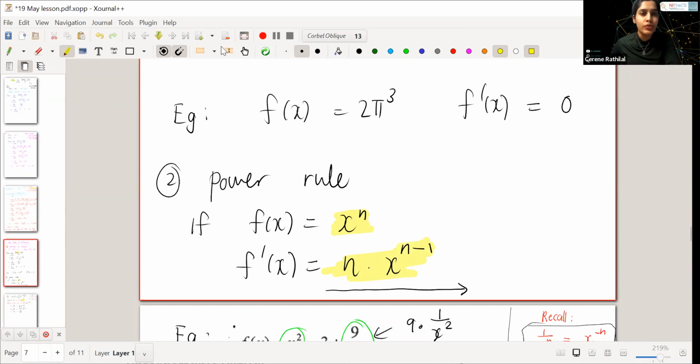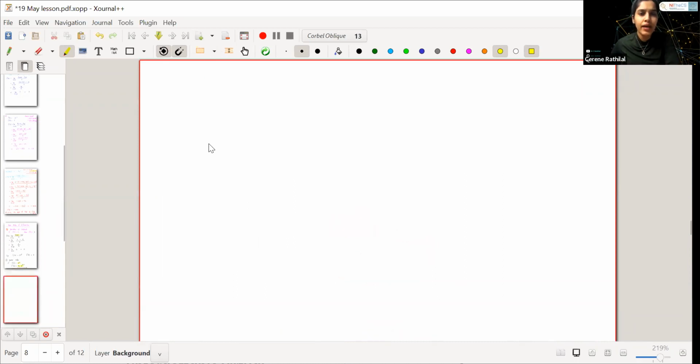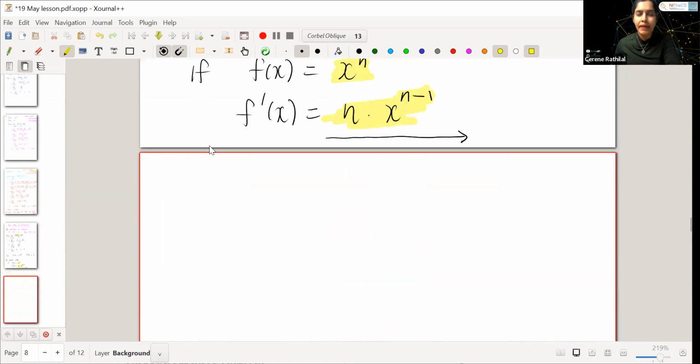But what I want to do is make this a bit more concrete, and I want to add 2 more rules in here for you. And this will perhaps help you understand the examples that we answered a bit better. So the next rule that I want to look at is called the sum and difference rule.